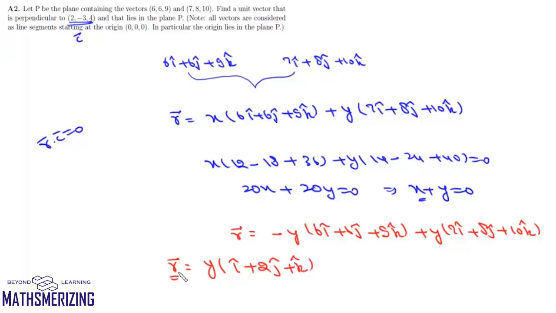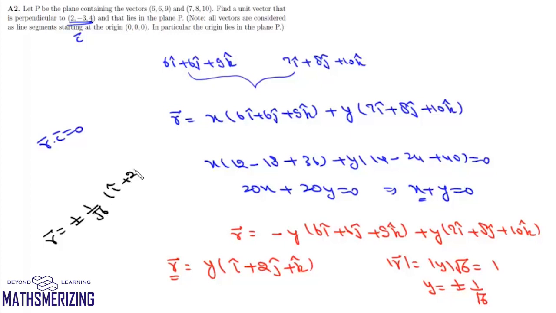Now additionally it is given that this r is a unit vector, and if r is a unit vector, then its magnitude, which is mod of y into under root 6, will be 1. So that means the value of y is plus or minus 1 by root 6. So now we can write this vector as plus or minus 1 by root 6 times (i plus 2j plus k), or alternatively we can write this as plus minus 1 by root 6, 2 by root 6 and 1 by root 6, and that is the answer to this question.